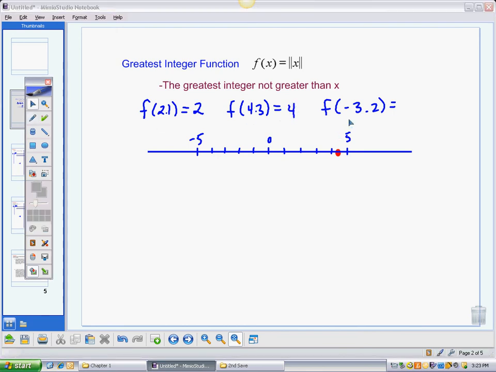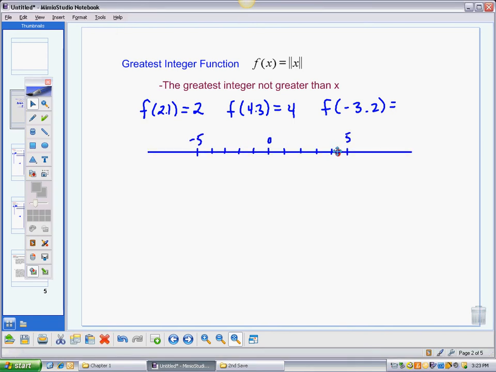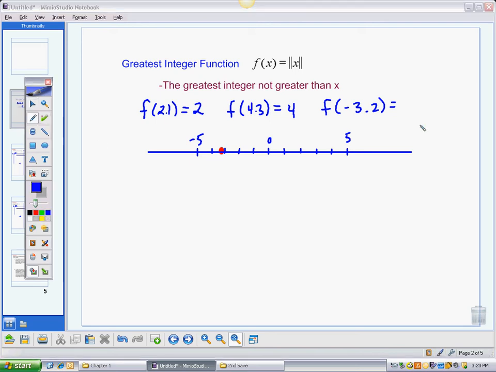It's a little interesting when we go with negative inputs. If I gave f of negative 3.2, so negative 1, negative 2, negative 3.2, about there, the integer that is the largest without being bigger than negative 3.2 would still be immediately to the left of it. It would be negative 4.